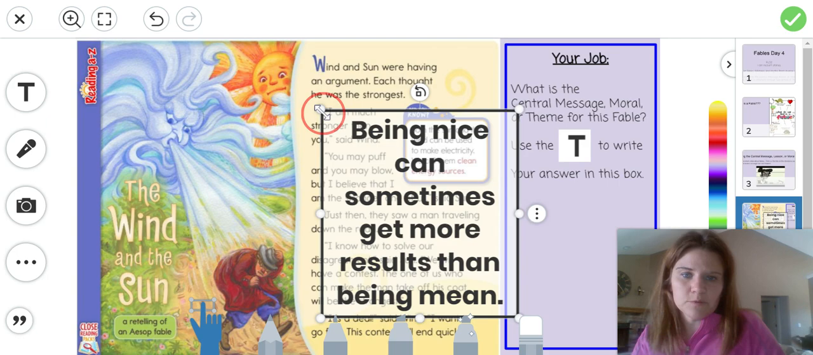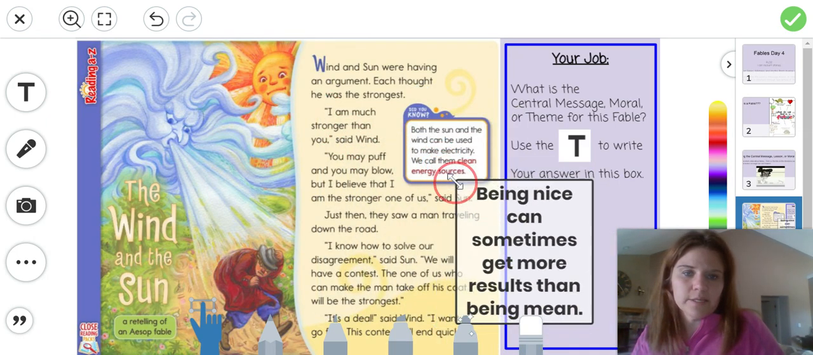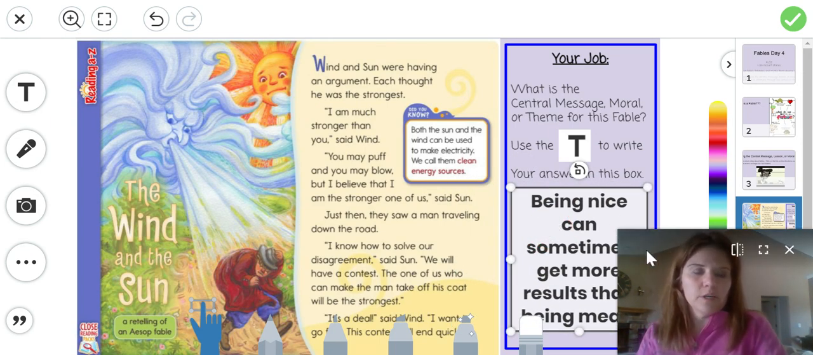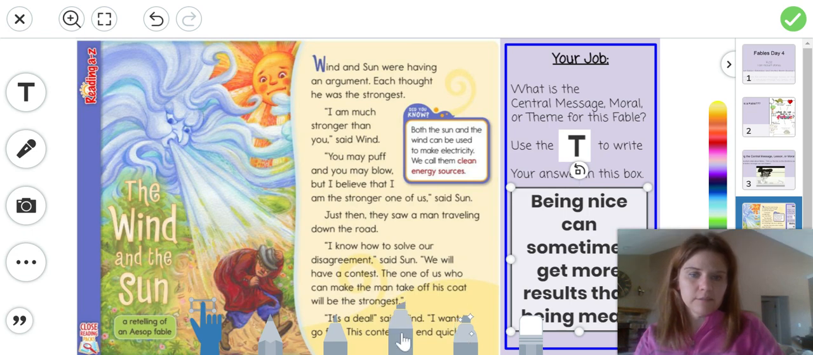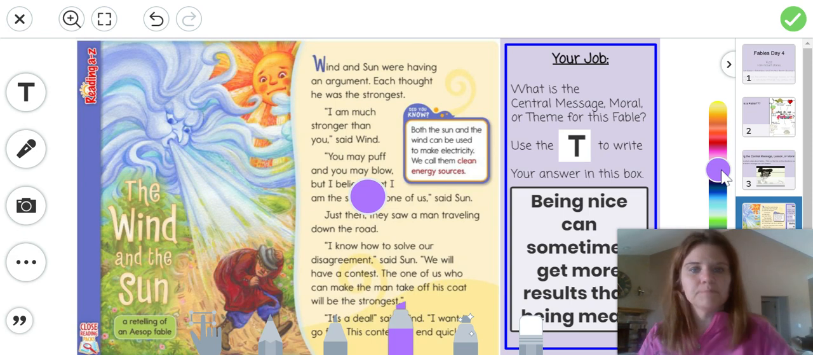All right, so I'm going to scoot this down to my space. And then our next job is going to be to find evidence. So we're going to look for ways that the sun was being nice, or ways that the wind was being mean, or how they were getting results. So having the man take off his jacket. Okay, so let's go. This is the beginning of our story. I'm going to get my highlighter ready. Okay, and I think I am going to pick purple to highlight with.